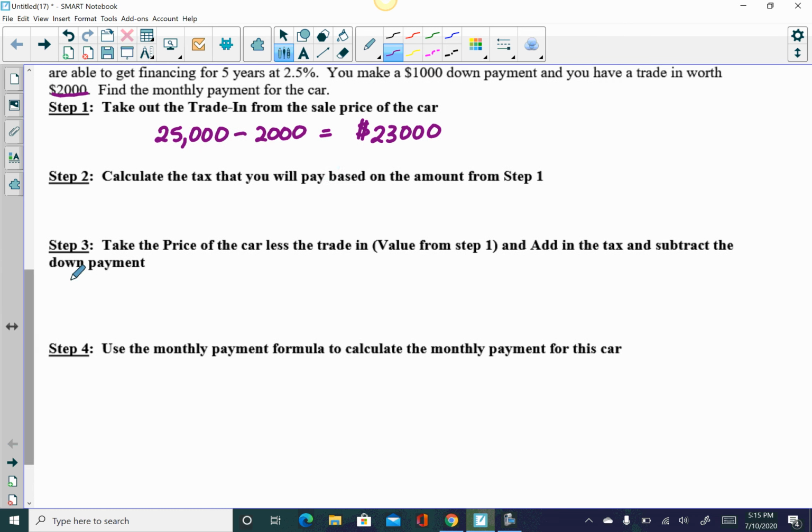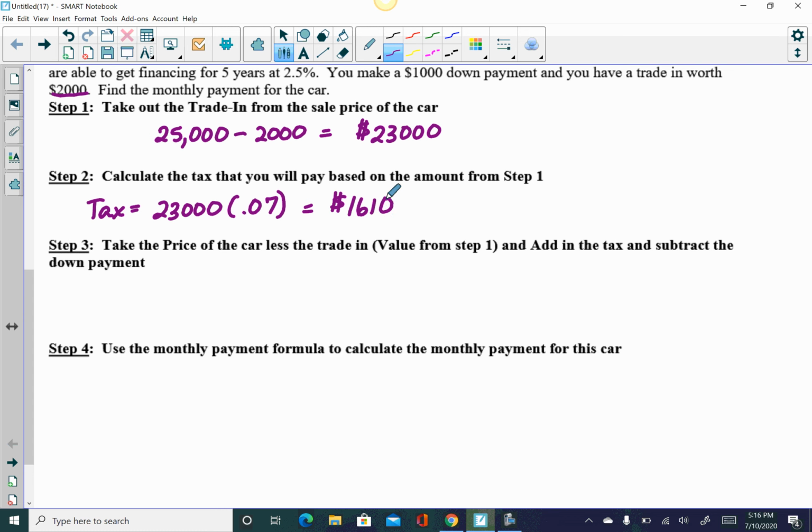In step 2, it says calculate the tax that you're going to be expected to pay. You're going to pay tax on $23,000. So to figure out your tax would be equal to $23,000 times 0.07. You just put that in your calculator, and you should arrive at $1,610, so $1,610.